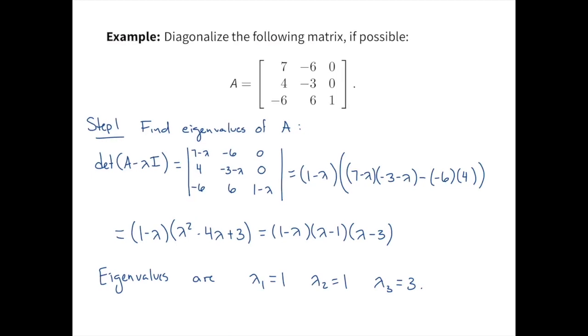We found our eigenvalues. The next step is to find our linearly independent eigenvectors. So let's give ourselves a new page to work on. This is step 2. We're going to find linearly independent eigenvectors. All right, so let's start off with our eigenvalue of 1. So lambda 1 is equal to lambda 2 is equal to 1. That's the one we're going to work on first.